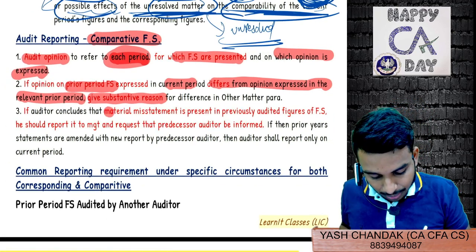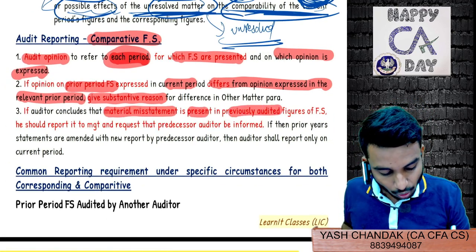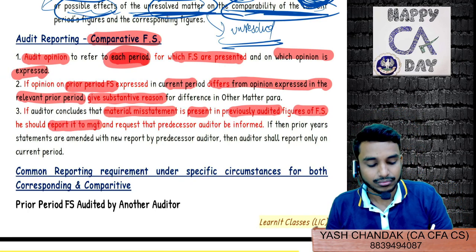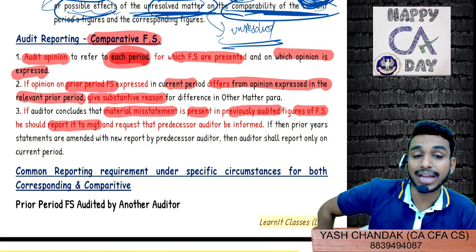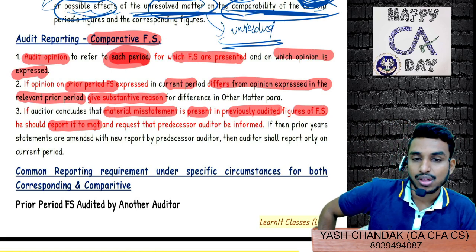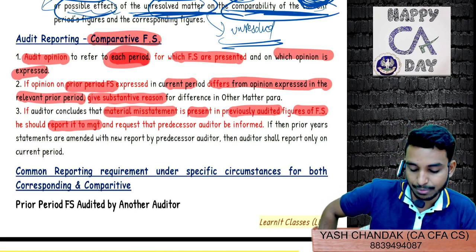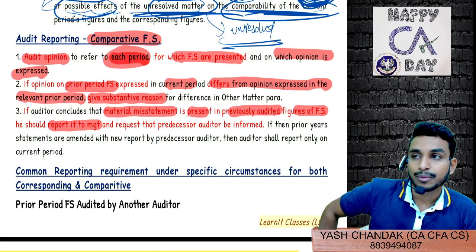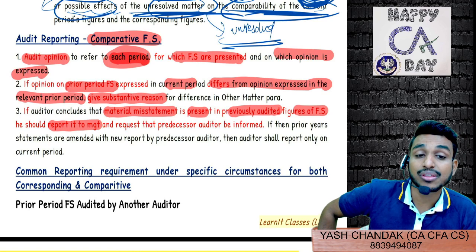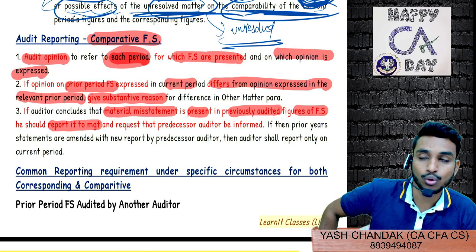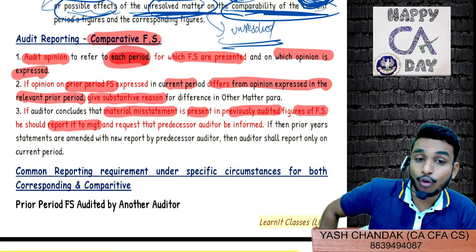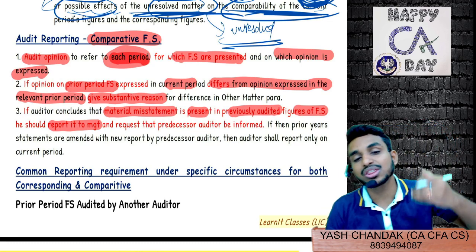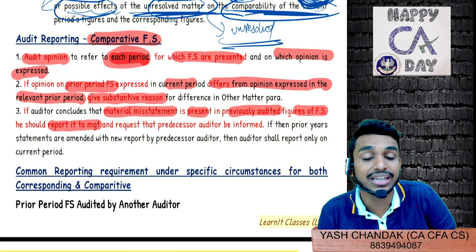Now, if auditor concludes that material misstatement is present in previous audited figures of financial statement, he should report it to management. So if you find that there was a MMS in prior period financial statement, you'll have to tell management and request that the predecessor auditor also be informed. Please management, please inform predecessor auditor also along with you. I am reporting it to you. I am informing you that prior period financial statement included a MMS. Please convey this to previous auditor also so that he will rectify.